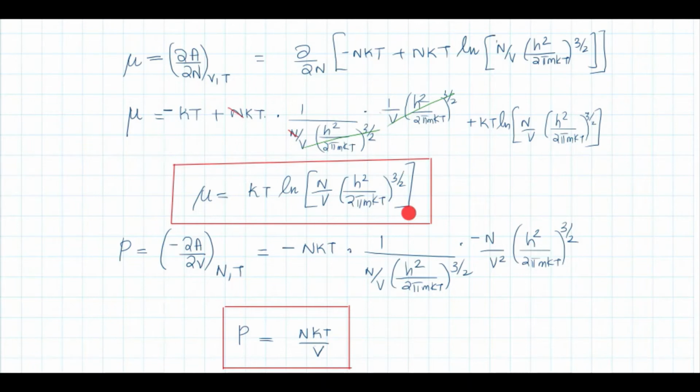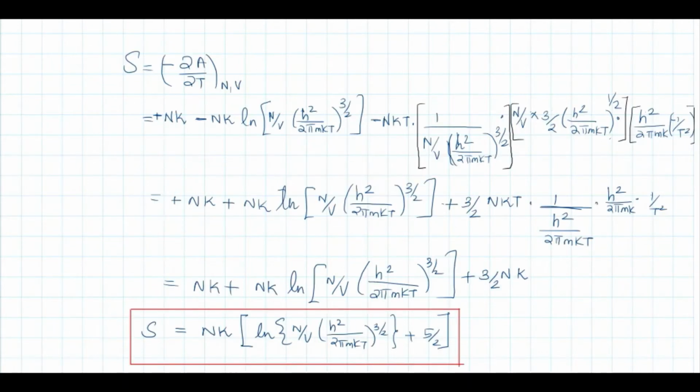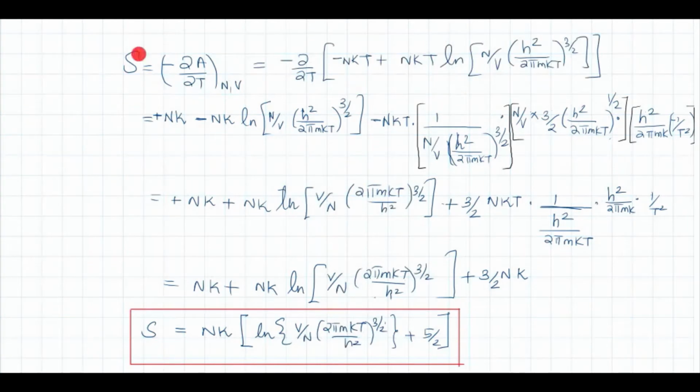So this is the approach using canonical ensemble. In lecture number 4 we used the treatment of microcanonical ensemble. Now we will calculate entropy. It is minus ∂A/∂T at constant N and V.